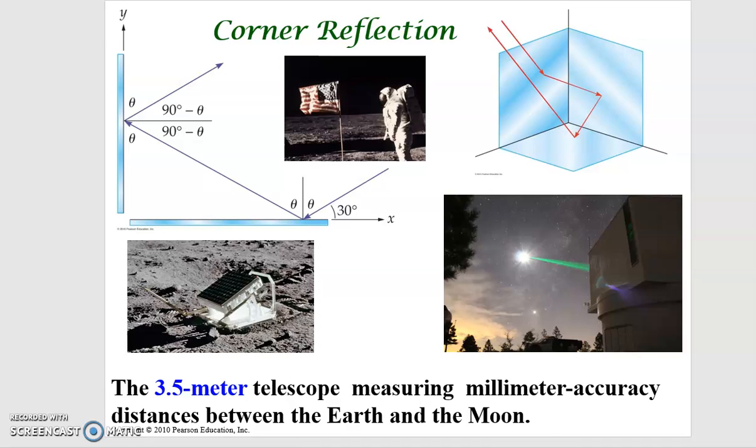Now let's take a look at a very interesting application of the plane mirror. This is the so-called corner reflector. Let me first define what a corner reflector is. Here you can see three plane mirrors joined together at right angles.